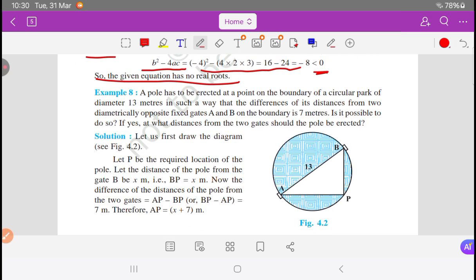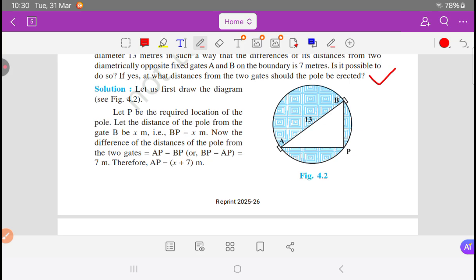Another example: a pole has to be erected at a point on the boundary of a circular path of diameter 13 meters in such a way that the difference of its distances from two diametrically opposite fixed gates A and B on the boundary is 7 meters. Is it possible to do so? If yes, at what distance from the two gates should the pole be erected? This is the question.